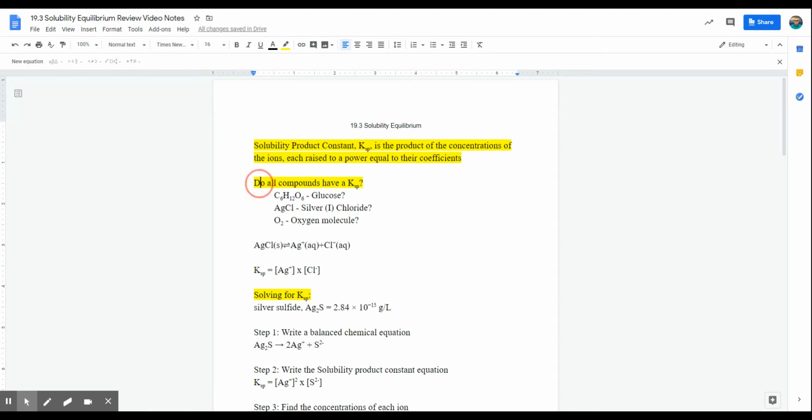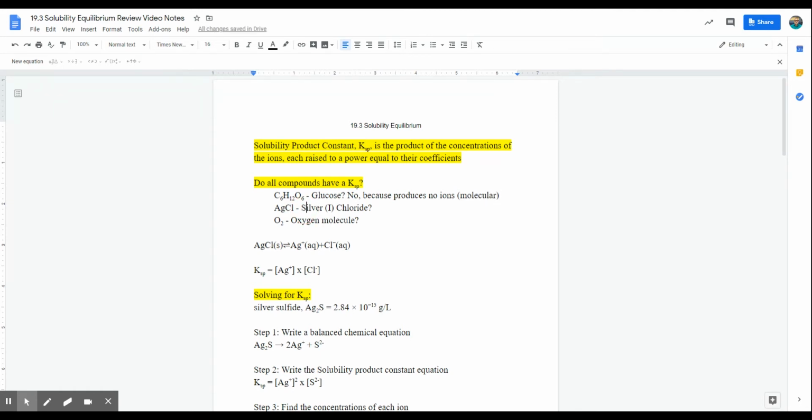So the first question is, do all compounds have a solubility product constant? And the answer is no. Not all compounds create ions. If you remember, something like glucose, which is made of only nonmetals, the answer is no, because it produces no ions. It is what is called molecular.